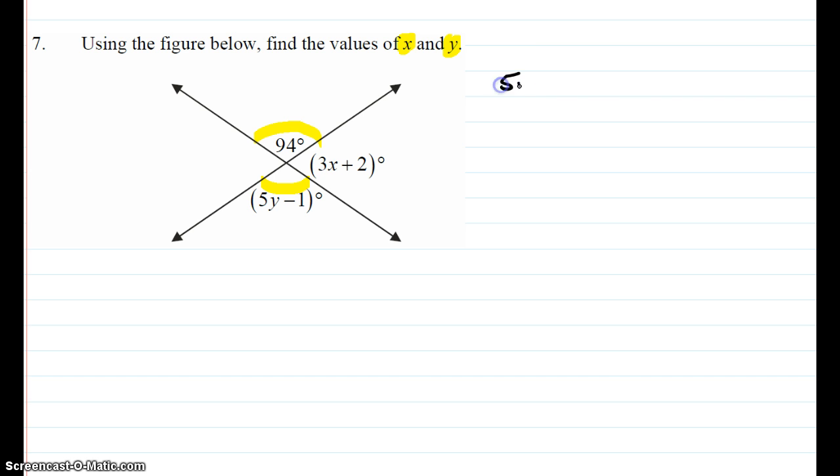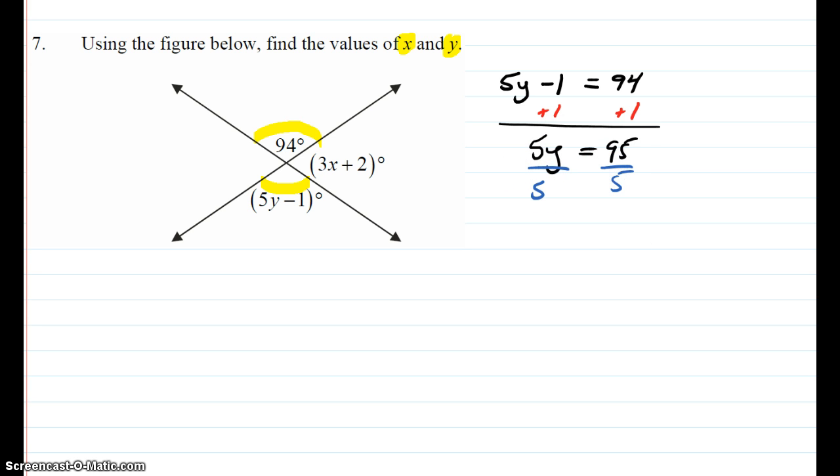So we'll start with saying 5y minus 1 is equal to 94. And then we'll solve that for y. Add 1 to both sides. So I get 5y equals 95. Divide both sides by 5. And we get y equals 19. If you wanted to check it, you could plug the 19 in here, and it should equal 94. So there's our first answer.